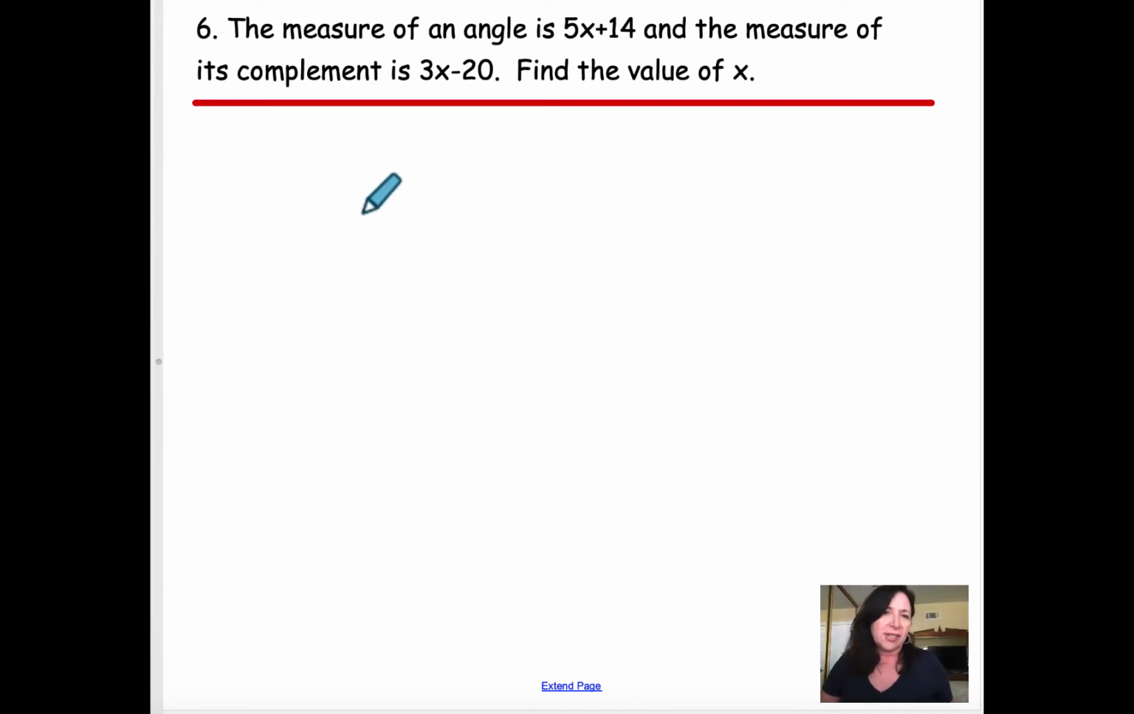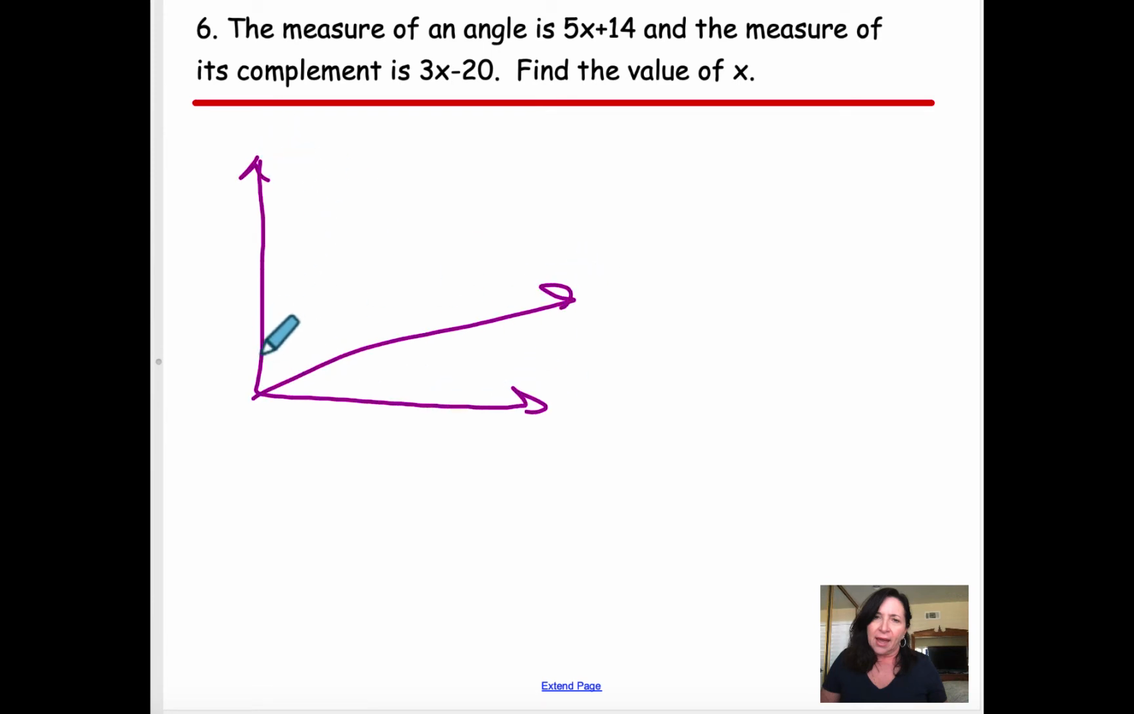The next question says, the measure of an angle is this, and the measure of its complement is that. Complementary angles are 2 angles that add up to 90 degrees. So I'm going to draw a 90-degree angle because this actually helps when I'm solving a problem. I know that one of them, and it didn't specify, is 5x plus 14. The other one is 3x minus 20.